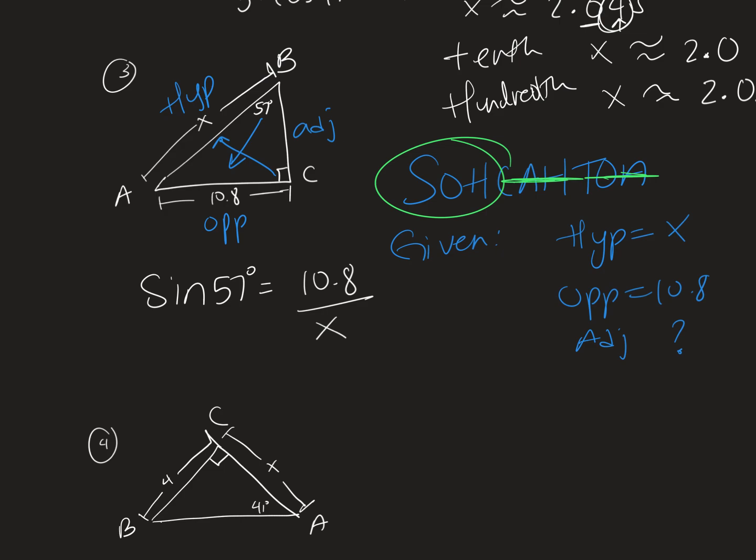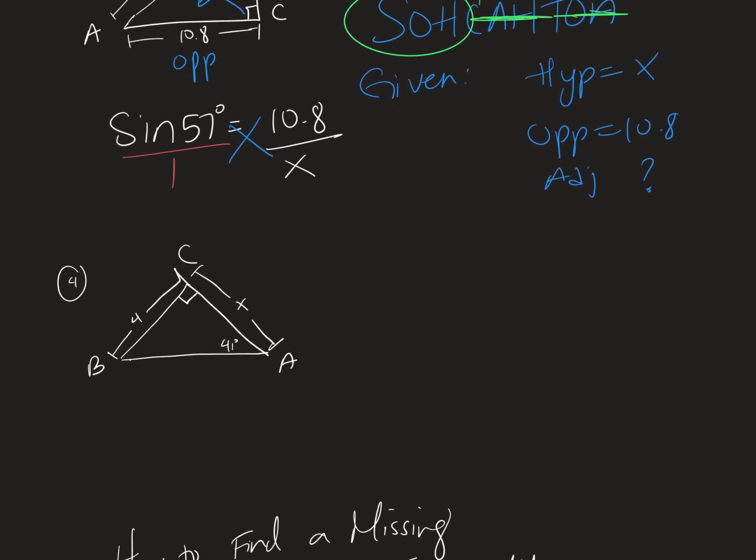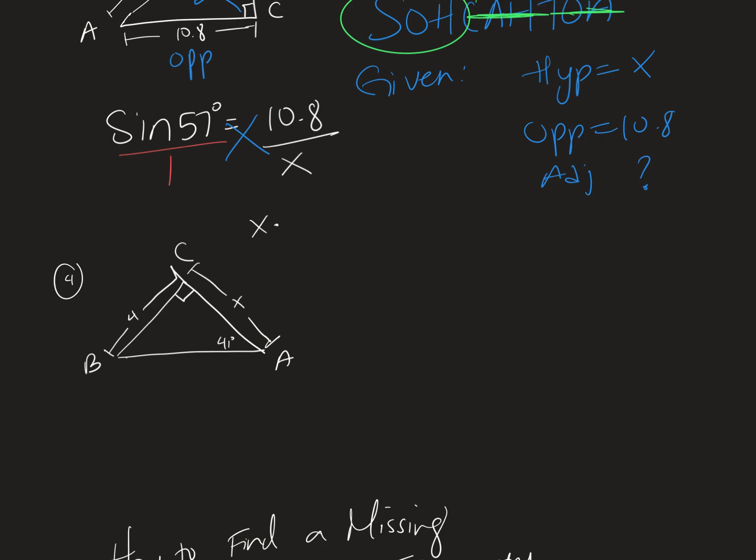Now x is in the denominator, so we're going to do our inverse operations a little bit different. We're going to put this side over 1 and set up a proportion. Now we have two fractions equal to each other. The way you solve a proportion is using cross multiplication. So we're going to multiply x times the sine of 57 equals 1 times 10.8. That equals x times the sine of 57 equals 10.8. Then we're going to divide both sides by the sine of 57.